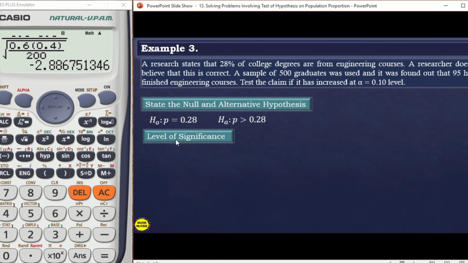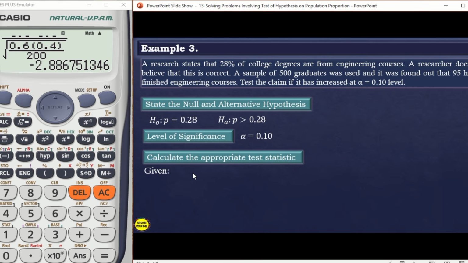After that, determine the level of significance. So, 0.10 yung level of significance natin based din sa problem. And calculate the test statistic using the formula. So, after that, identify muna natin lahat ng given data. So, yung X natin dito is 95. The population proportion is 0.28 and the sample size is 500. So, compute the sample proportion using this formula.